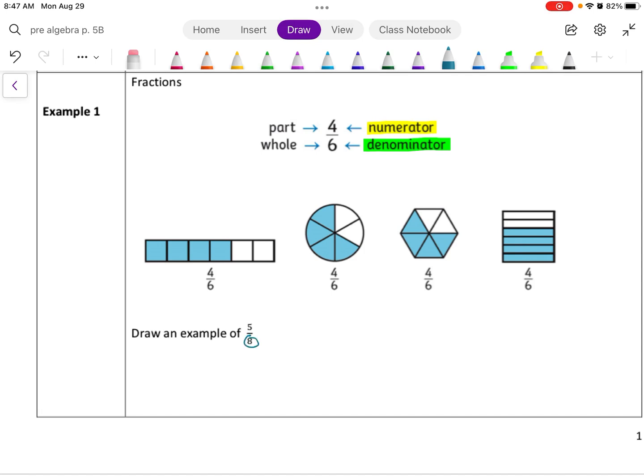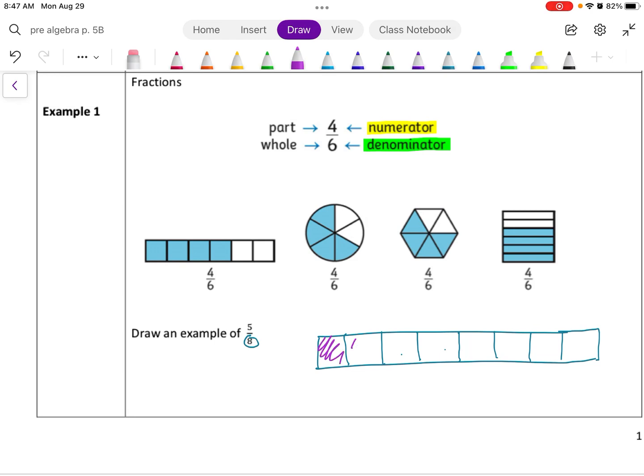That's our whole. So I'm going to draw a rectangle here, and I'm going to split it into 8. So I'm going to split it in half, and then split that in half again. So right now that's 4. So if I split each of these in half, that's going to be 8. 1, 2, 3, 4, 5, 6, 7, 8. And I want 5/8. So I'm going to shade in 5. So that's 5 parts of our whole, 5/8.